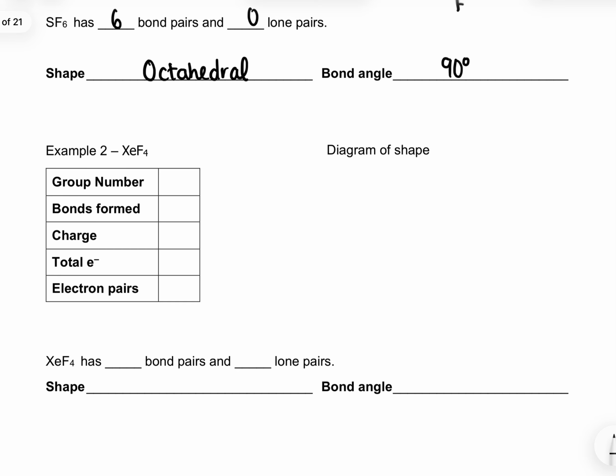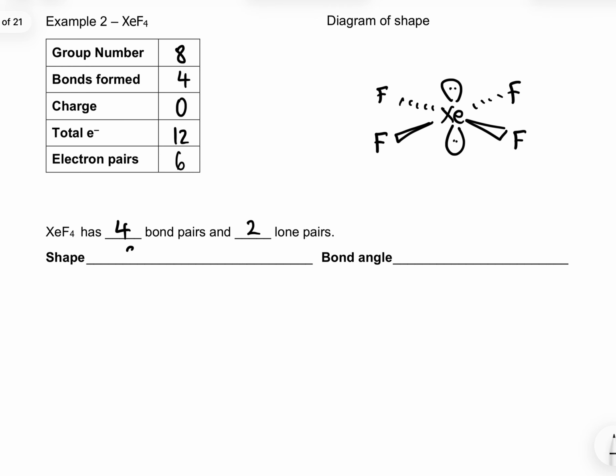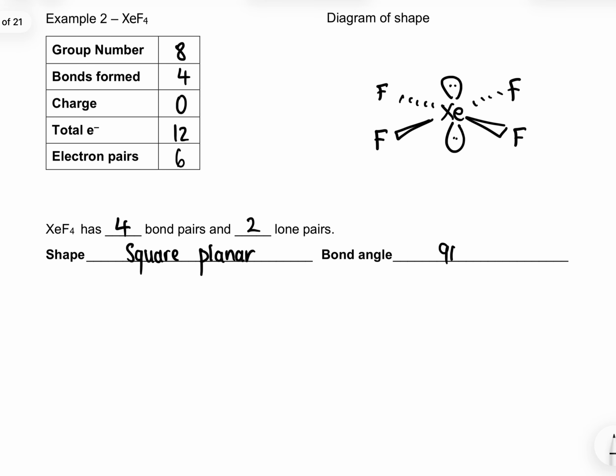And our last one of these, we've got xenon, which is in group 8. It's got 4 Fs around it, no charge, 12 electrons or 6 pairs, but 4 Fs. So of the 6 pairs, 4 are bonds, 2 are lone pairs. Again, if we think about that 6 pair shape, it looks like this. We're going to replace the top and the bottom to minimise the repulsion with lone pairs and put the Fs around the side. And we're going to call that square planar. That is flat in that horizontal plane and with a 90-degree bond angle.